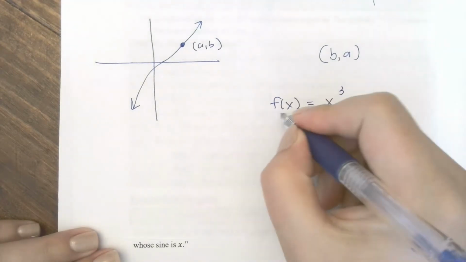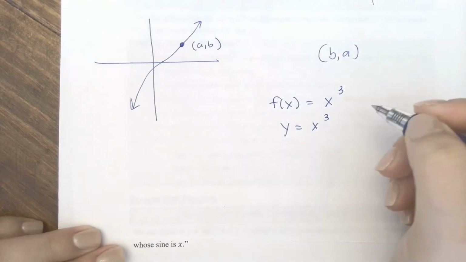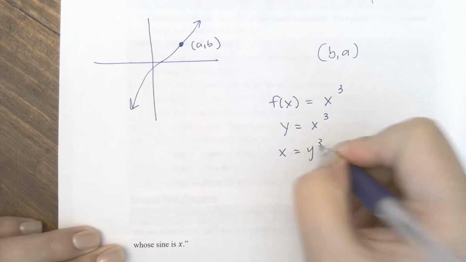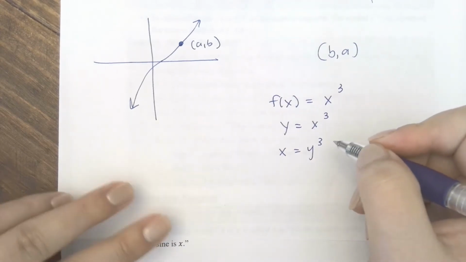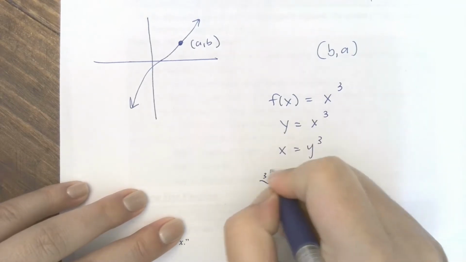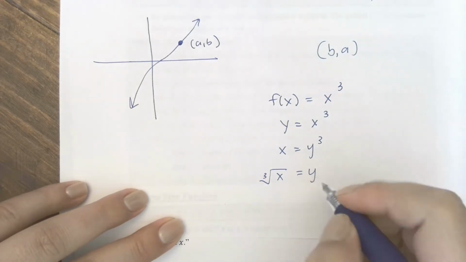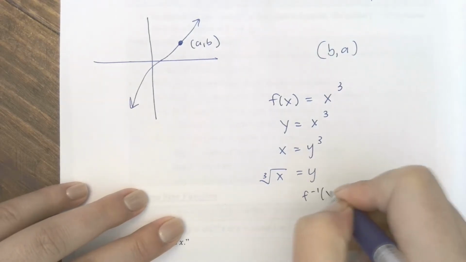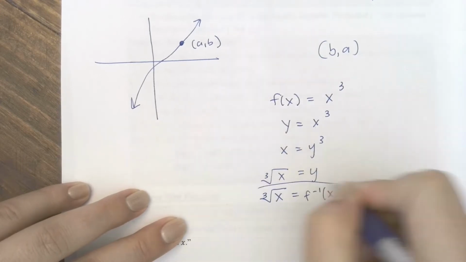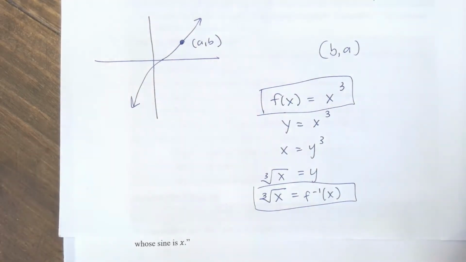First we're going to replace f of x with y, so y equals x cubed. Then we're going to swap x and y, so we have x equals y cubed. Then you want to solve for y, so we take the cube root of x equals y. And then replace y with f inverse. So f inverse of x equals the cube root of x. This would be the inverse function for the function x cubed.